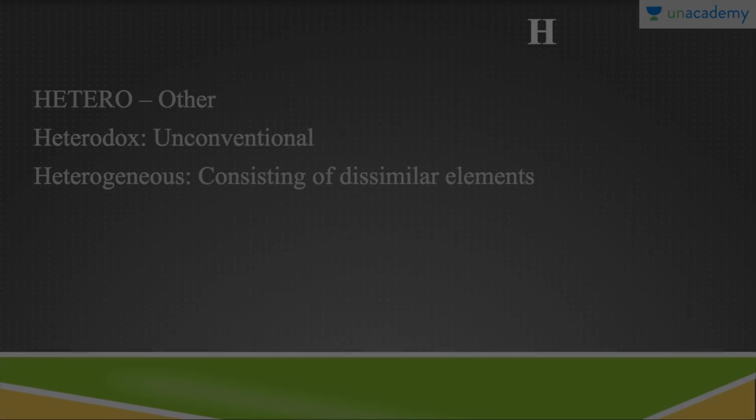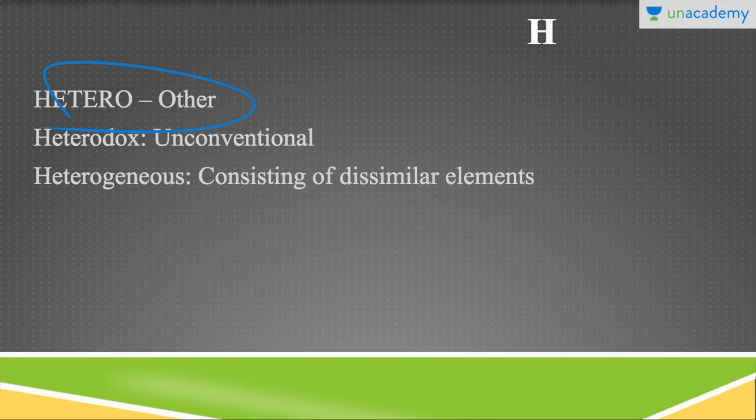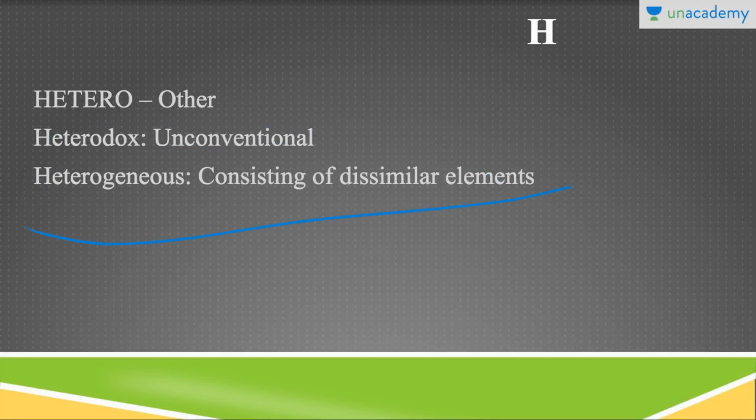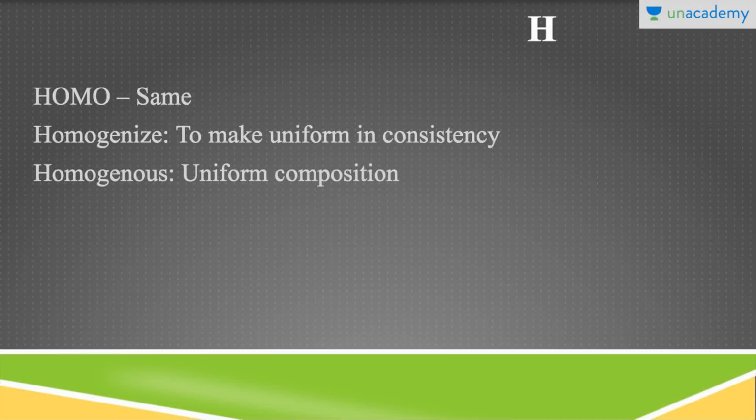Homo, which basically here becomes the opposite of hetero. So if something is homogeneous, it's uniform. But if something is heterogeneous, it is consisting of dissimilar elements. So homo basically means same. So when you homogenize something, you make it uniform or you try to make it similar. So homogenization of anything is basically trying to make that thing similar.